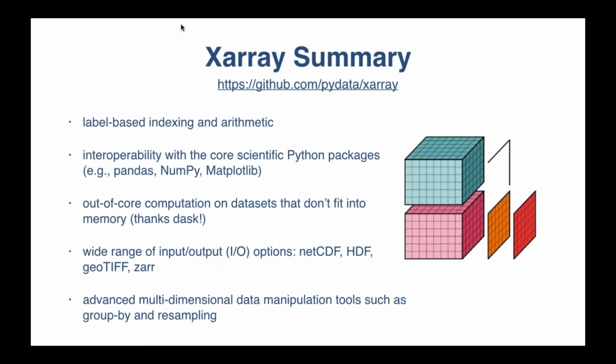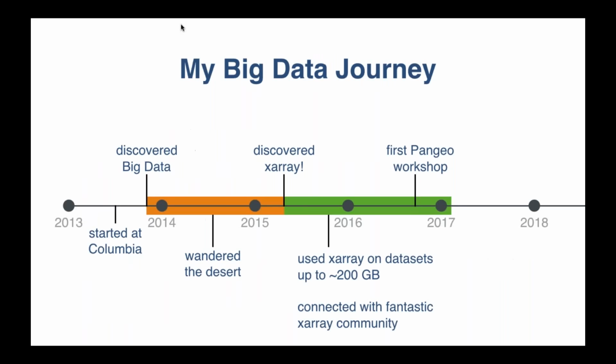So to summarize Xarray, we have label-based indexing and arithmetic, good interoperability with the core scientific Python packages. Xarray has this great out-of-core parallel computation ability, and that's where the big data part comes in. And the subsequent talk by Matt Rocklin is going to talk a lot more about this. A wide range of input-output options, netCDF being the gold standard, and a lot of sampling and aggregation tools that are really useful that are borrowed mostly from pandas.